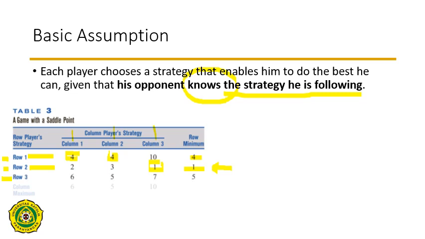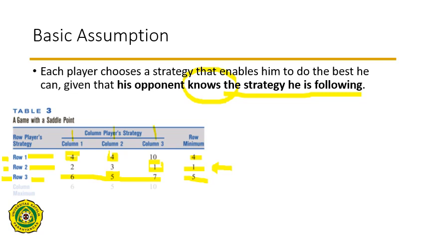Now, if the row player plays the third strategy, and again we assume that the opponent knows that the row player is playing the third strategy, the opponent, or the column player, will pick the second strategy. Again, why? Because the second strategy minimizes the reward that the row player will receive when the row player is playing the third strategy. So this is the minimum if the row player is playing the third strategy.